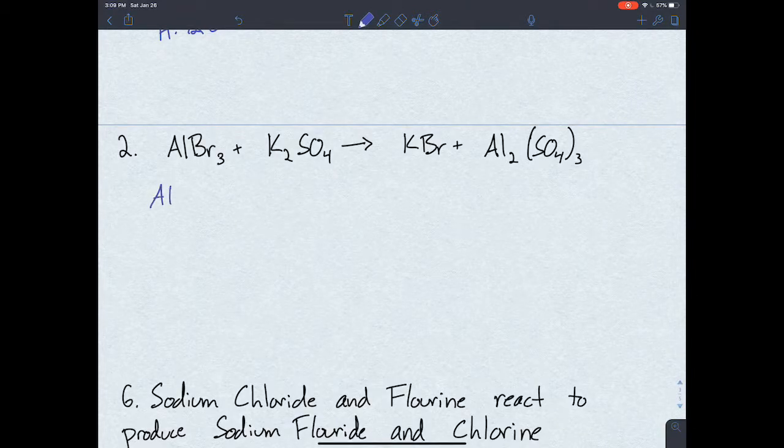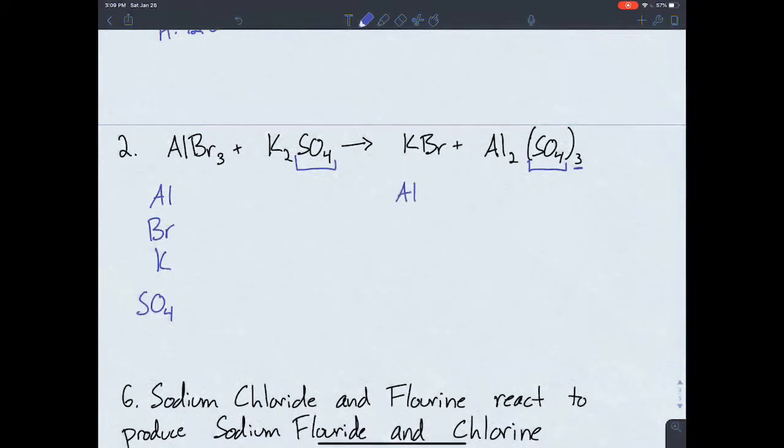I have aluminum, bromine, potassium, and then now I have sulfate. So let me look at this. I have sulfate here, and then on the other side, I have sulfate. It's stuck together. Yes, there's a new subscript that's going to change the total amount, but that happens on atoms all the time. It stays together as a unit, so I can count it as a single unit on both sides. It's a diatomic that stays the same on both sides, so I'm going to count it as a single unit.